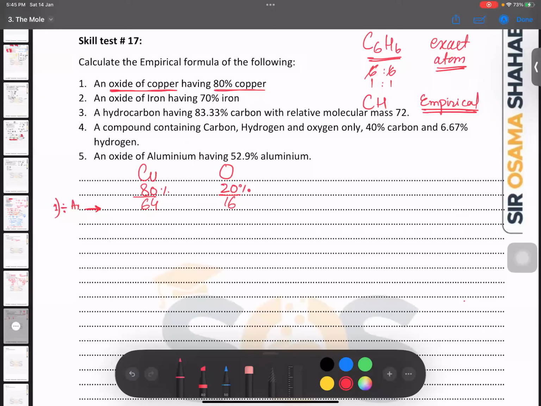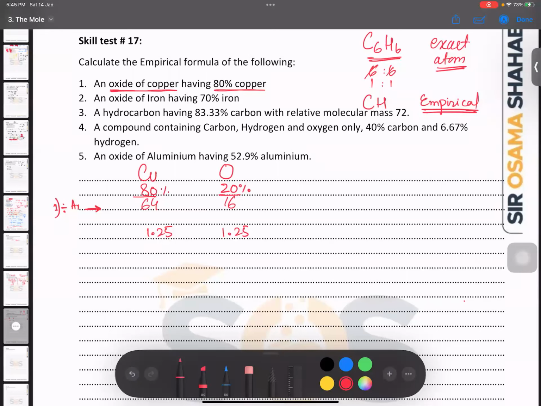When you divide copper 80 by 64, what should be the answer? 80 divided by 64 would give you what, bachcho? It would give you 1.25, right? Yes, sir. And when you divide 20 by 16, it will again give you the same thing, which is 1.25, right?